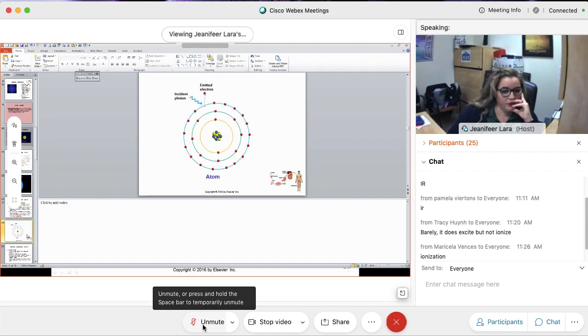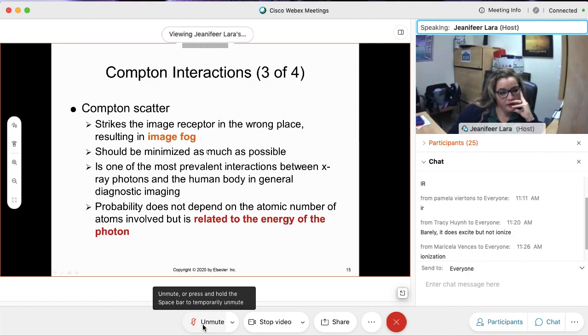All right, so let me go back here. So we are here. We talked about this. We're almost done with Compton. When we think about Compton, if the scattered photon strikes the image receptor, like I said, it's not going to be in the right place where it was initially aimed. This is image fog. We should minimize image fog as much as possible. It is undesirable. It takes away from the quality of the image.